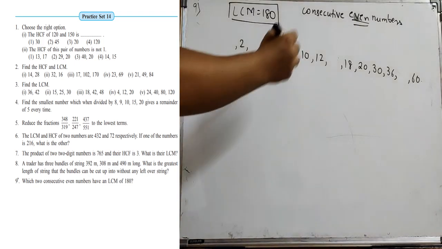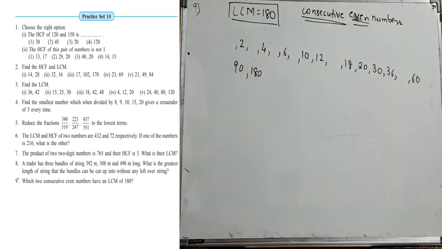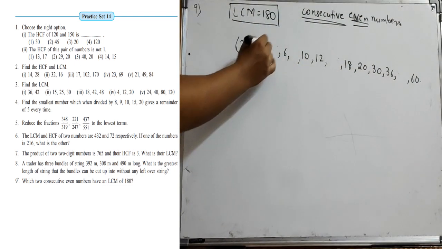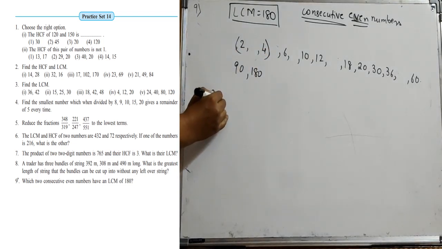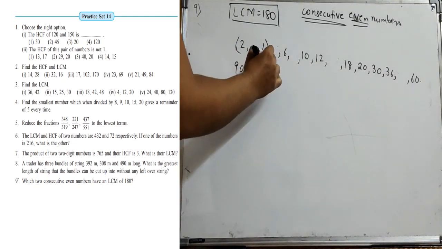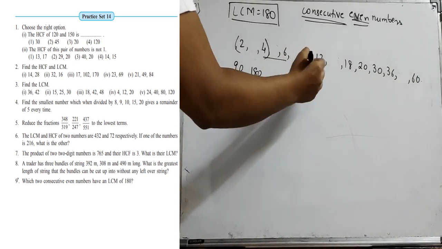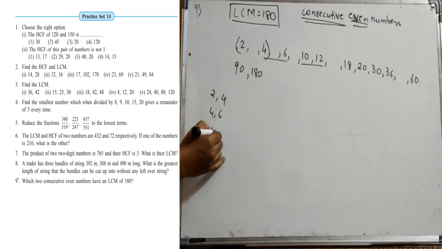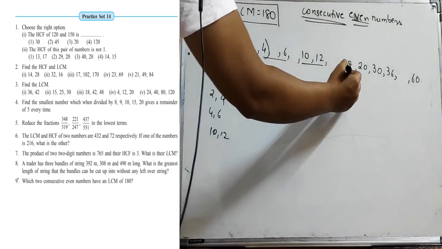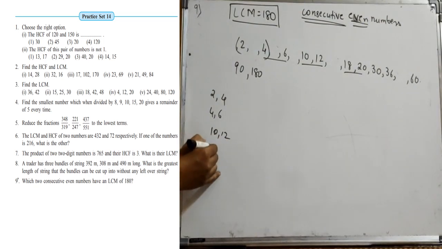Now we are going to look at the consecutive even numbers. So which are the consecutive even numbers? 2 and 4 are consecutive even numbers. Okay. Then again 4 and 6 are consecutive even numbers. What else? 10 and 12 are consecutive even numbers. Then 18 and 20. Okay. Now, other than these, I don't think there are any other consecutive even numbers which are factors of 180.